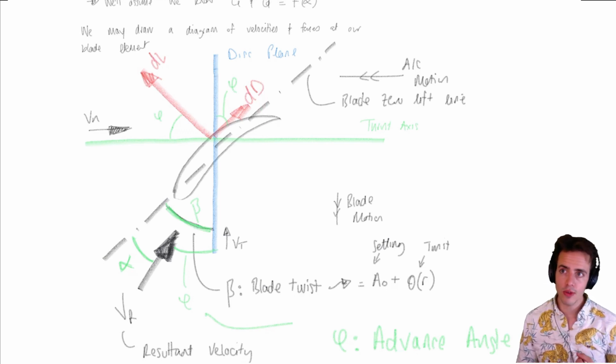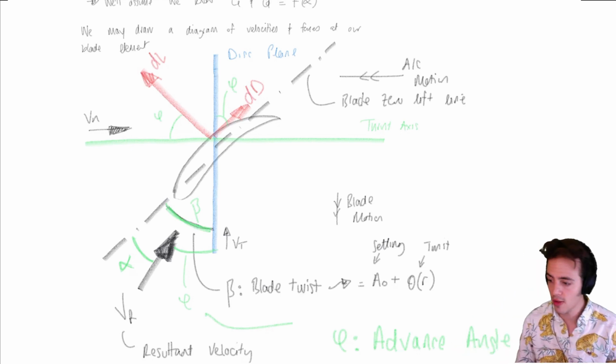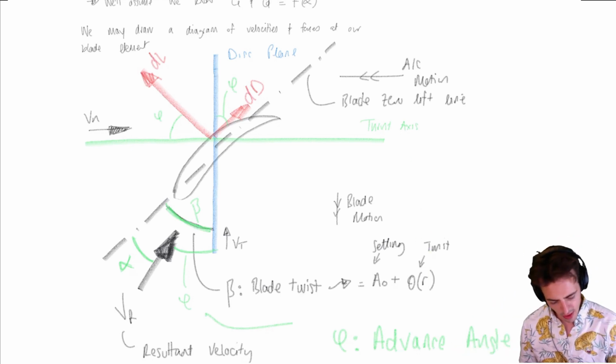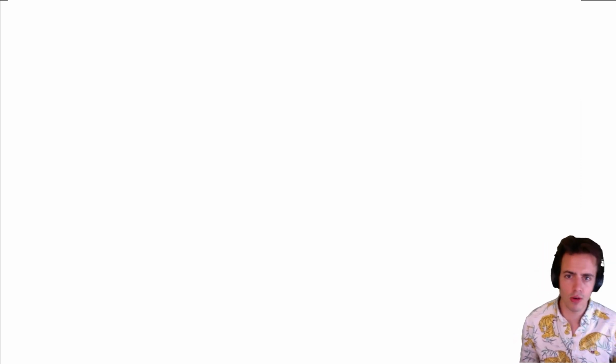So we're going to go through some algebra to determine how we can take this diagram and relate these lift and drag into our thrust and our torque. First off, we're going to look at what our velocities are. So let's make a new slide. Hopefully you've all got a wonderful copy of that diagram and you can relate everything back to it.